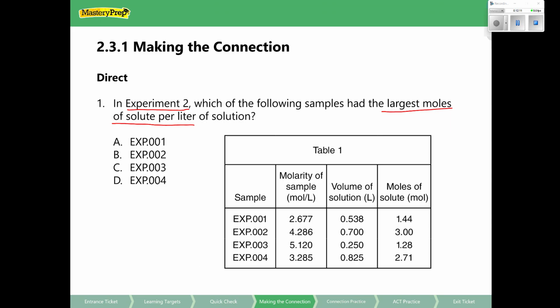And so if we look at this chart, they gave it to us right there. So we're looking for which one has, in experiment 2, which one has the most moles per liter. So which one of these three would we be looking at? First, second, or third? First, because what is this? Moles per liter. So which one has the largest amount? So it's C.